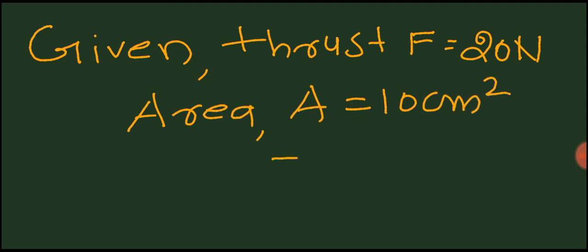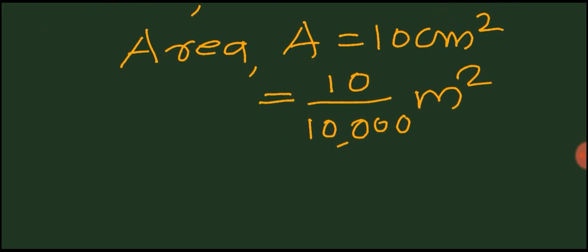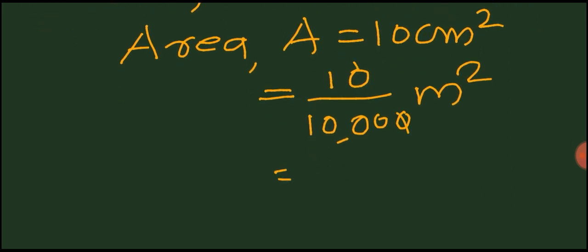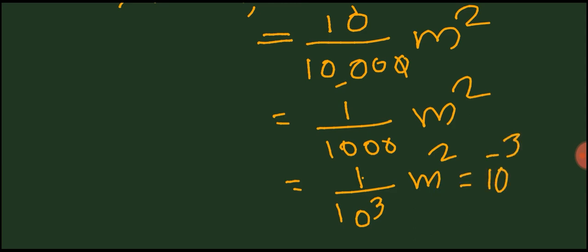This can be converted to meter square by doing this calculation. 10 upon 10,000, meter square it is. So please cancel the zeros, then we will get 1 upon 1000 meter square. That is equal to 1 upon 10 to the power of 3 meter square, that is equal to 10 raised to minus 3 meter square.